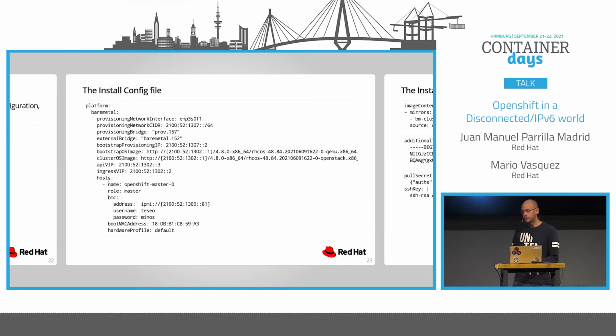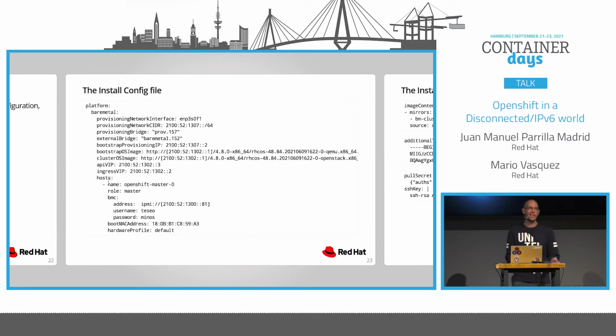Then a couple of important things, the API VIP and the ingress VIP. The API VIP is where the API of OpenShift and Kubernetes will live. And the ingress VIP will be more for the applications that are deployed on top of OpenShift. So yeah, this should be set in a previous step on the prerequisites.